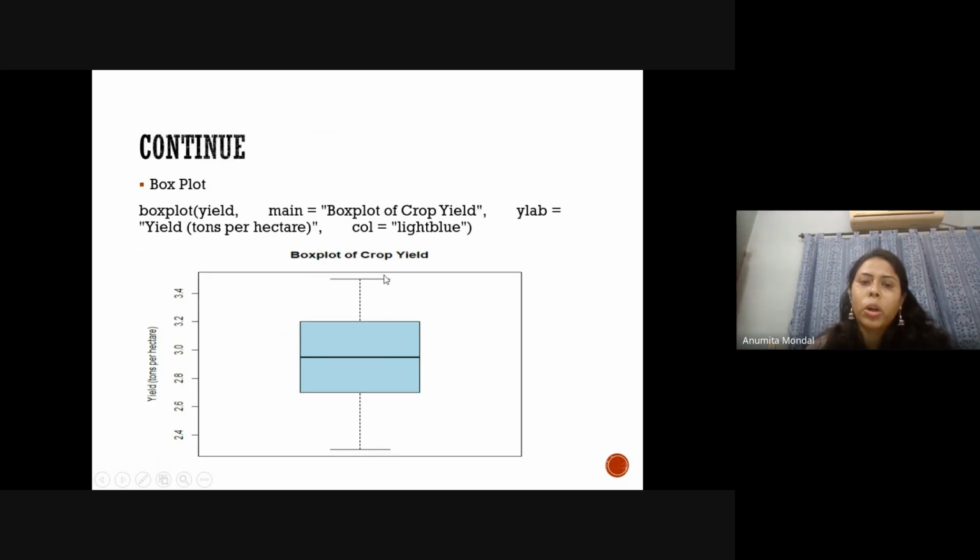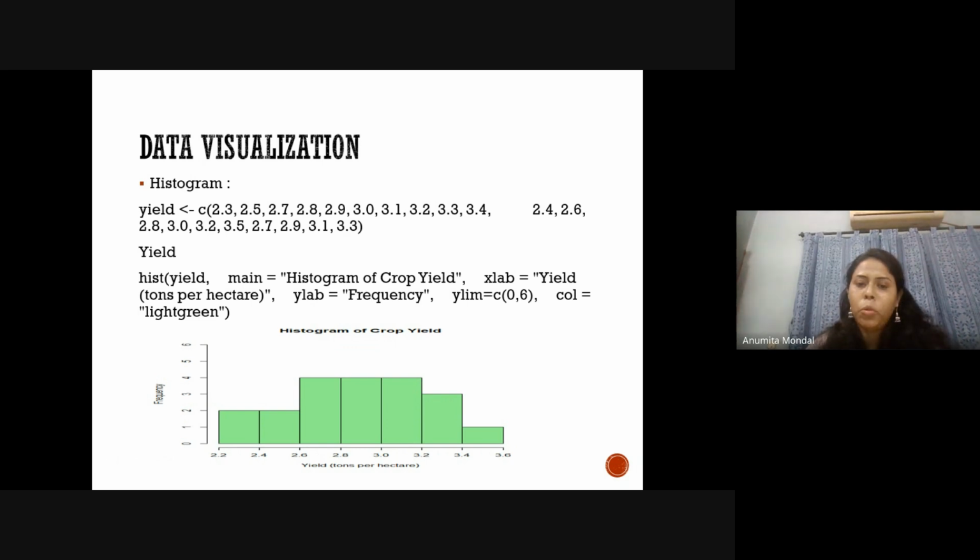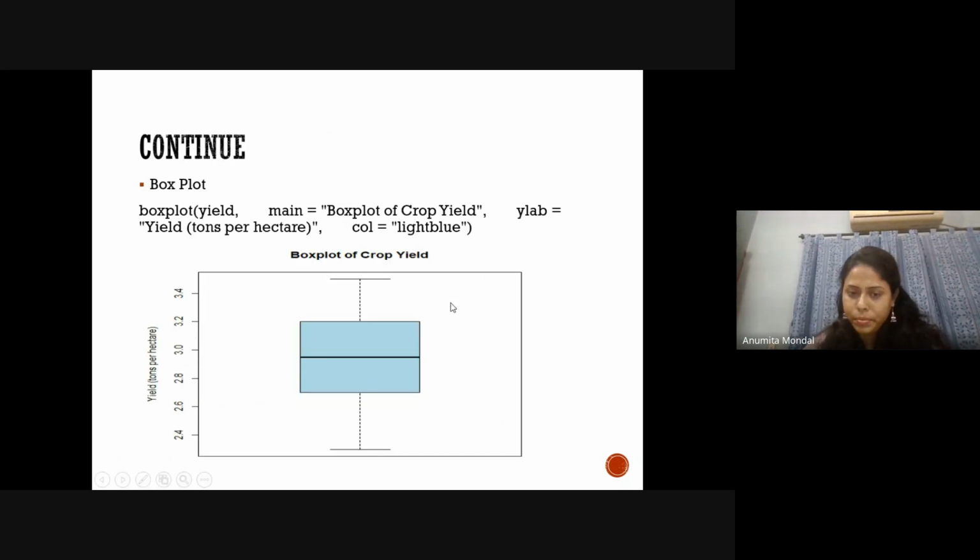Next part is the box plot. For the same data set, I have plotted the box plot. From the box plot, we can see that these two values give the extreme values of the data set, and the thick line gives the median point. This value is our Q1 and this value is our Q3. The box plot is plotted for the interquartile range. If we want to know how much the data is spread along the data set, we use the box plot.